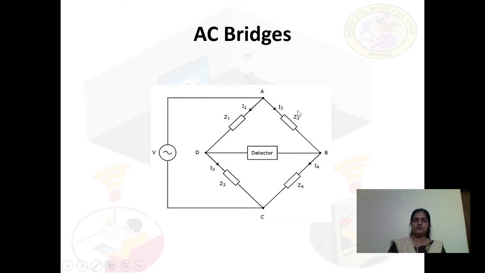A bridge is nothing but, as we were discussing, a 4-arm network. It forms a closed loop, and between the two opposite junctions we need to provide the source, and between the remaining two junctions we need to provide the detector. If it is a DC bridge, we need to provide a galvanometer, and by causing the deflection due to the variations in the current or the voltage potential, the galvanometer will deflect.